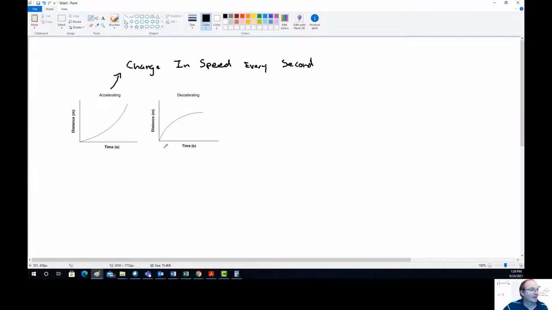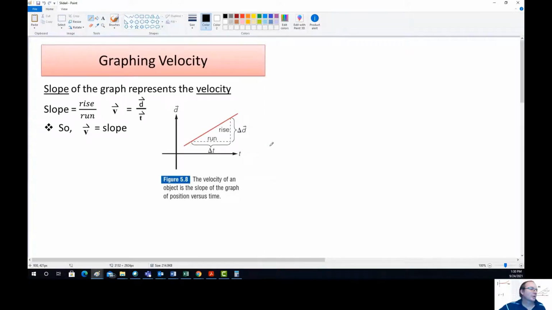Yeah, cool. All right, so let's graph velocity. Okay, so that's just an intro. We've got a bit of an intro there into what is velocity, constant velocity, and what's acceleration. But let's actually do some graphing. I'm going to flip the slide here again. Okay, cool.